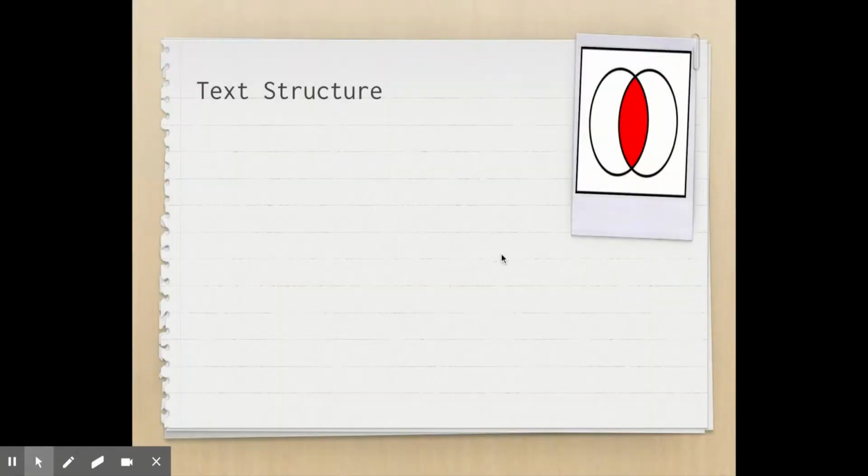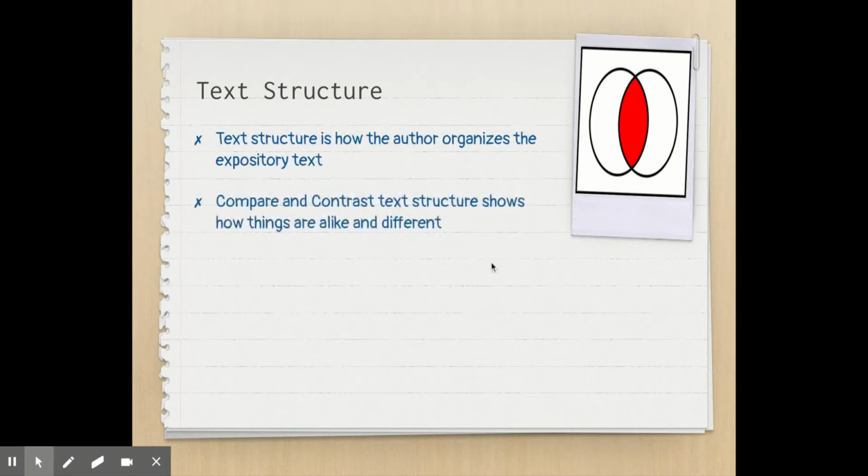Expository text is also broken up into different types of text structure. So what a text structure is, is how the author organizes the text. So we, this week, are going to be talking about comparing and contrasting text structure. So this type of text structure shows how things are alike and how they are different.